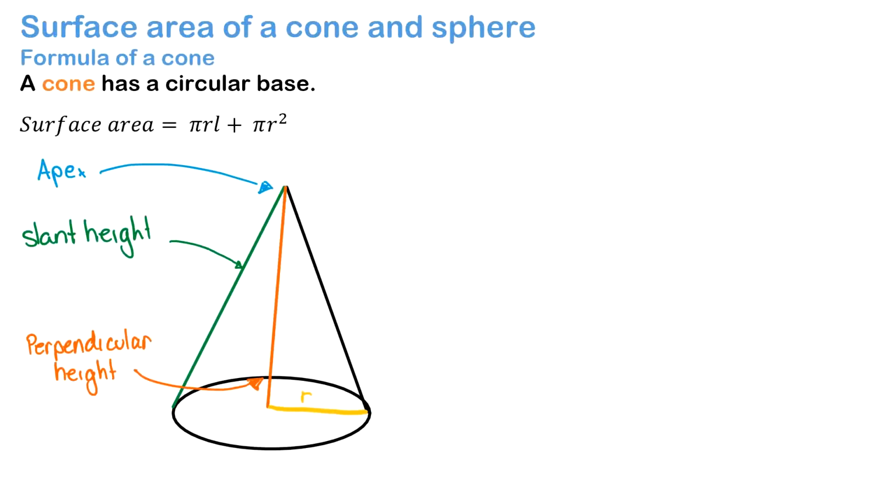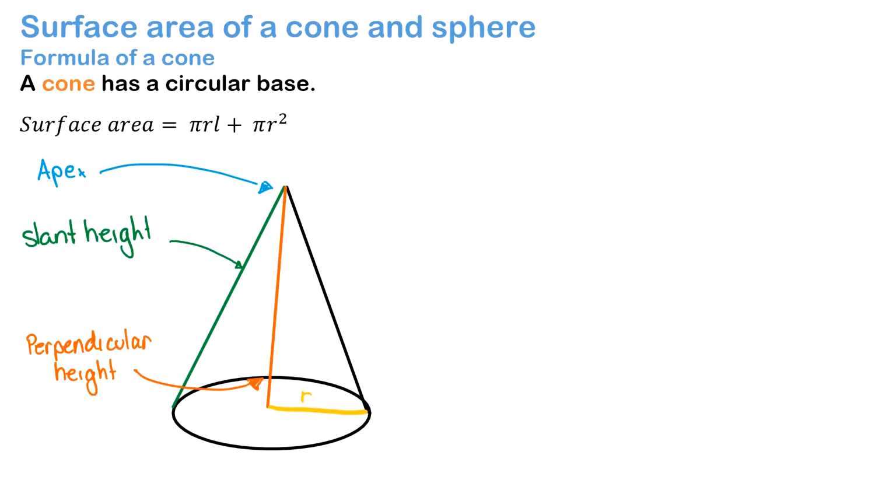In this video, we're covering the surface area of a cone and a sphere. So the first thing we're going to focus on is the formula of a cone. Remember, a cone has a circular base and is very similar to a pyramid. Now it does have a formula that we use, and that formula is pi r l plus pi r squared.